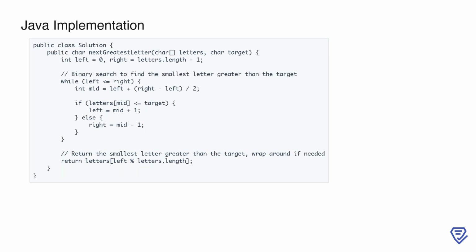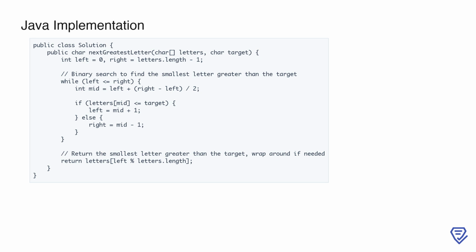This is the Java implementation of LeetCode problem number 744, find smallest letter greater than target. The solution mirrors the Python logic using a binary search approach. The key differences include type declarations for variables and the use of Java's array handling. The algorithm efficiently finds the smallest letter greater than the target, wrapping around to the start of the array if no such letter exists.